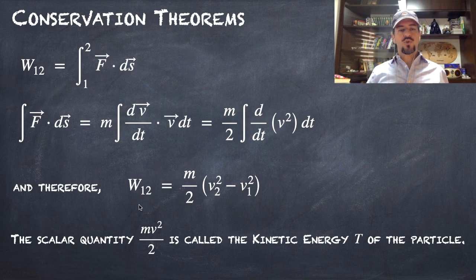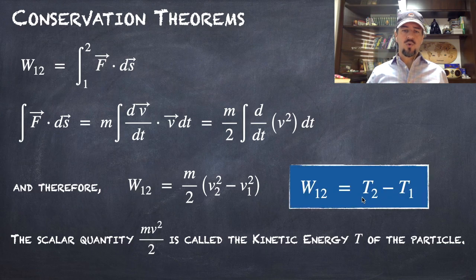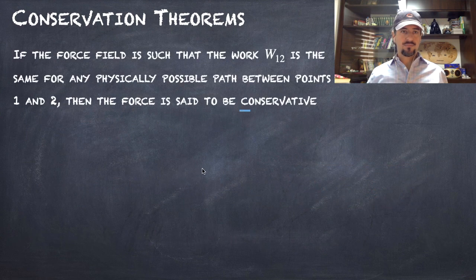If we call this scalar quantity, mv squared over 2, the kinetic energy T of the particle, then the work is going to be the kinetic energy at 2 minus the kinetic energy at 1. So the work is the difference between the kinetic energies for the final and initial point. So if the force field is such that the work W12 is the same for any physically possible path between points 1 and 2, then the force is said to be conservative.